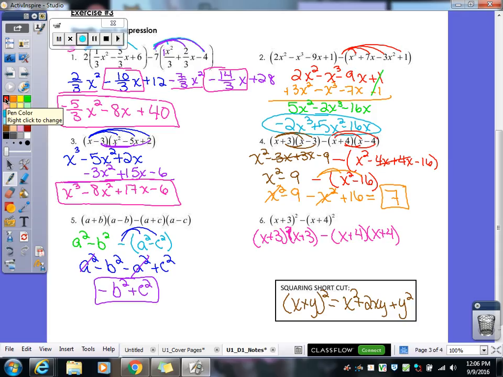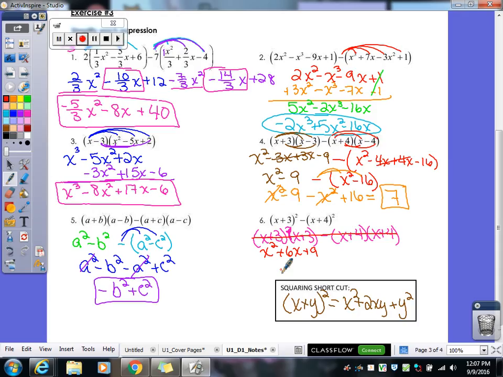So that's a little shortcut instead of writing them out twice like I did. You could just skip this step and follow the rule. So x plus 3 squared would start with x squared. You take your first term and you square it. Then it's 2 times x times y, so it's 2x times 3. That would be 6x as our middle term. And then it's the last one squared, so 3 squared would be 9.